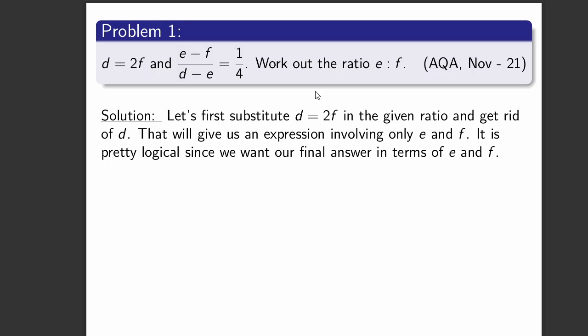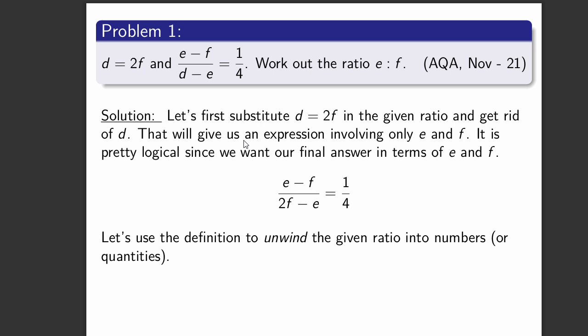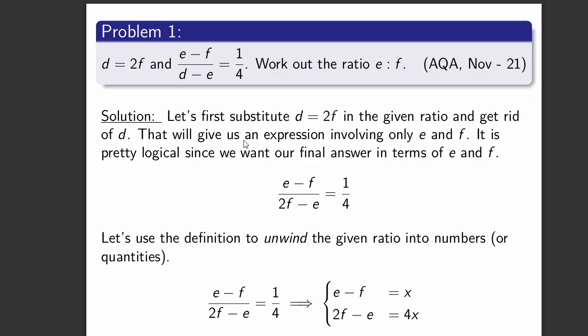All right. So here the first most logical step is to substitute for d in terms of f, because anyway we want the final ratio in terms of e and f, and therefore it's always good to get rid of d. So we shall first write (e minus f) over (2f minus e) equal to 1 over 4. Now again here let's unwind the given ratio into numbers or quantities. So since (e minus f) to (2f minus e) is 1 to 4, we can write e minus f equal to x and 2f minus e equal to 4 times x by the definition of ratio.